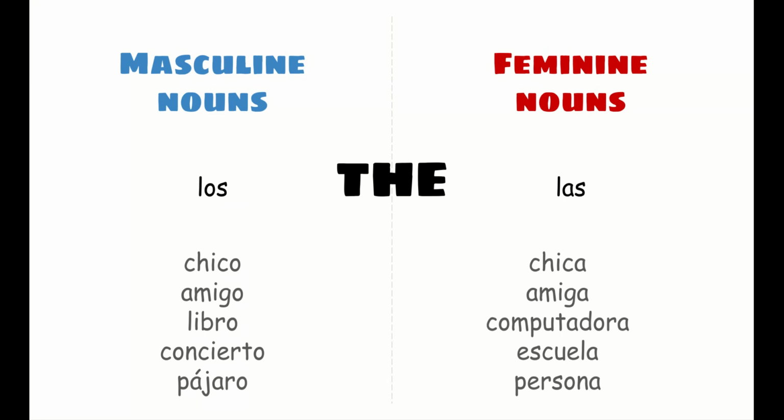So if the word you're talking about is masculine, you're going to use the word "los" when you make it plural. So "chico" means boy. When we make it plural, it's "chicos." And we want to say "the boys," we'll say "los chicos." Amigo, los amigos. Libro, los libros. Concierto, los conciertos. Pájaro, los pájaros.